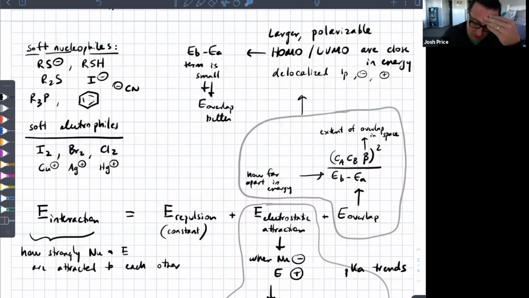In fact, historically, the ability of sulfur-containing compounds to interact with mercury is important. Does anybody know what you do in a lab when you break a mercury thermometer?